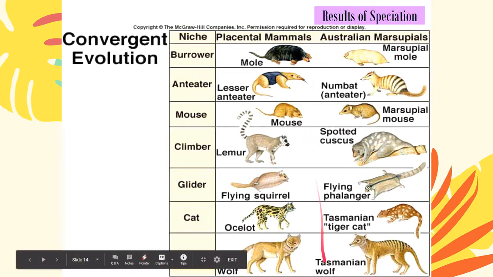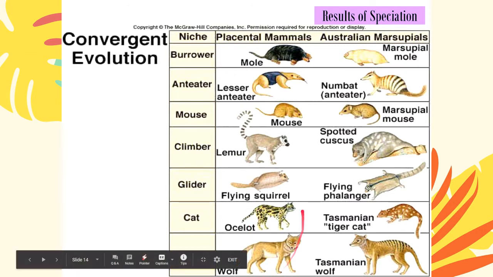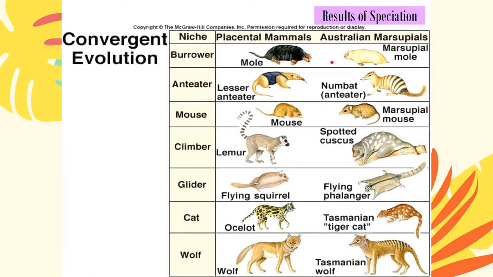So these organisms are born very, very small, and they grow inside their mother's pouches or similar structures. Even if they have different ancestors, this group being placentals and this group being marsupials, some of them still evolve to have similar characteristics. For example, you have a burrowing placental mammal in the form of a mole, and you also have a marsupial mole. So they are different groups, placental and marsupial, but they have burrowing adaptations.